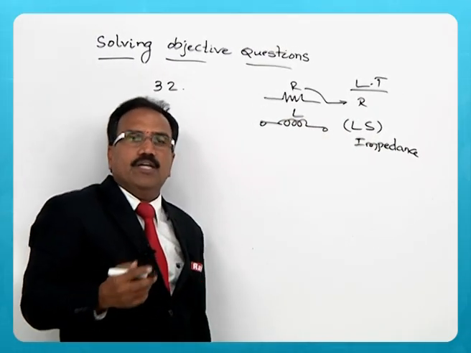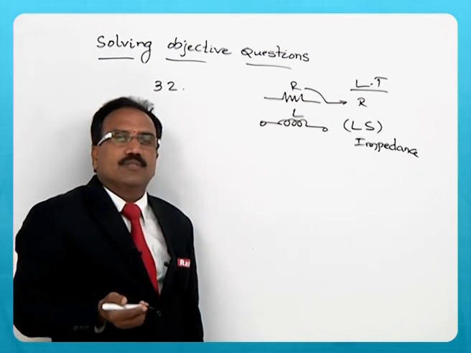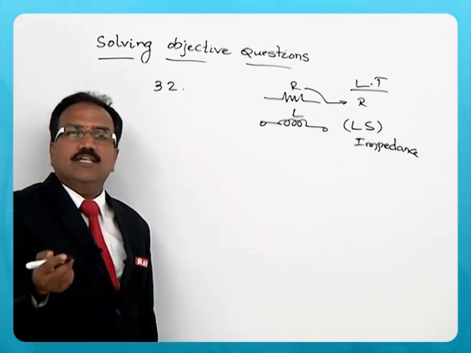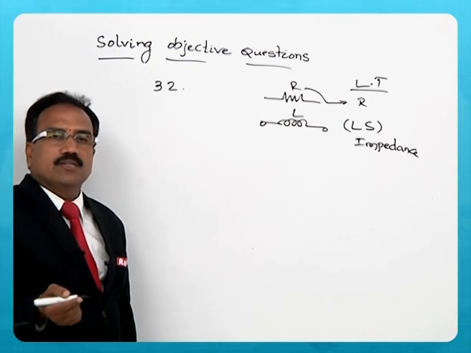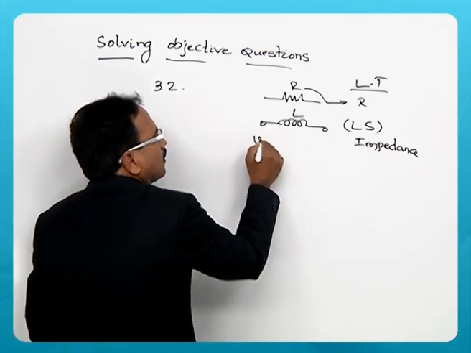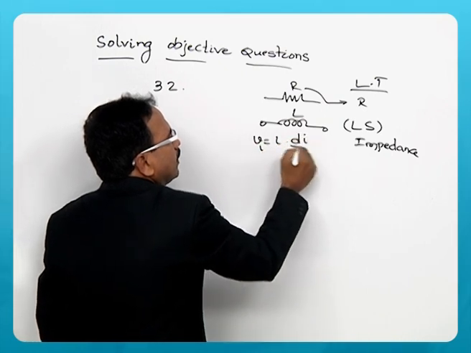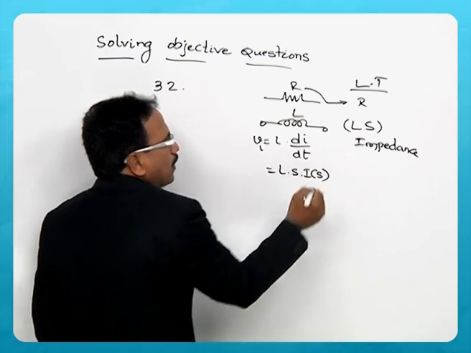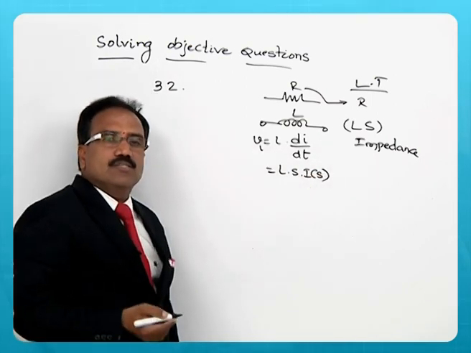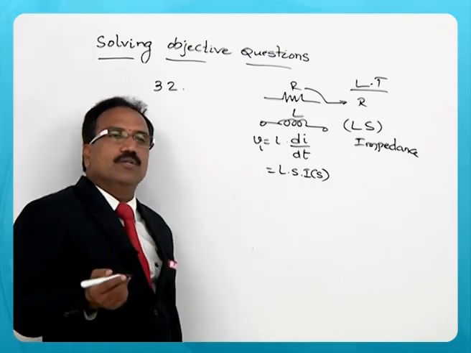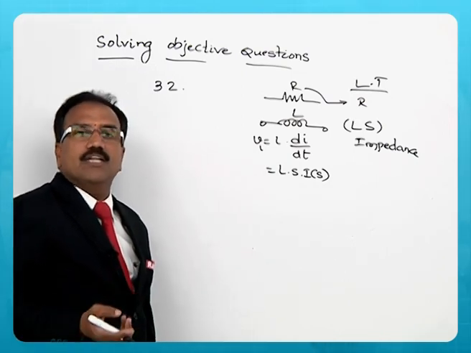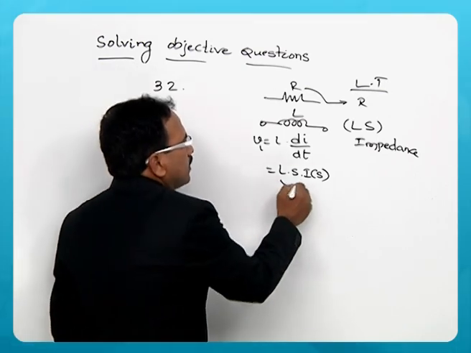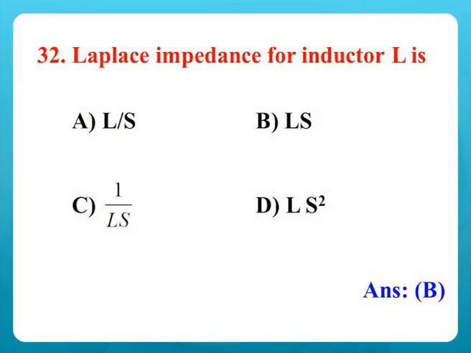So wherever you find L in electrical circuit, for analysis purpose that inductance can be replaced by Ls, because the voltage across the inductor is L di by dt. It is nothing but L into S into I of S. No initial conditions here. So I0, current in the inductor, is ignored in the case of transfer function analysis. So this Ls is the Laplace impedance for inductor. So option B is the right answer.